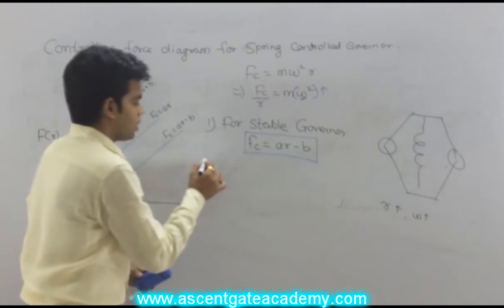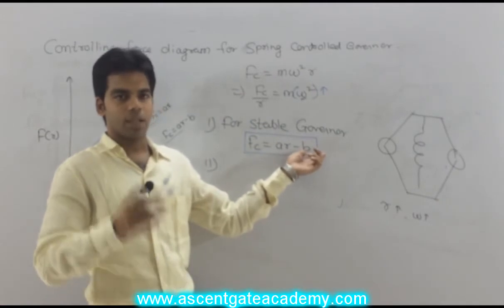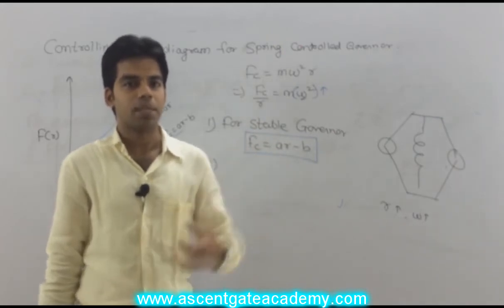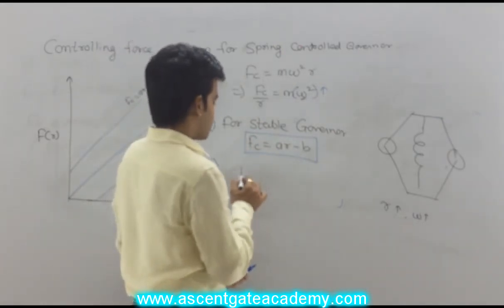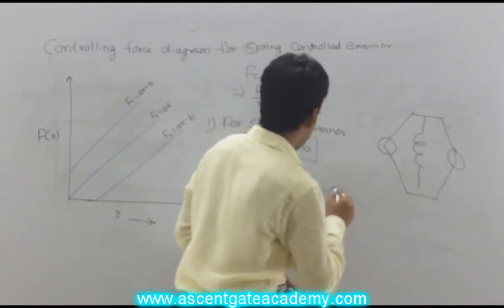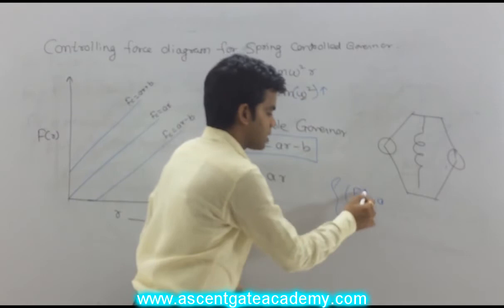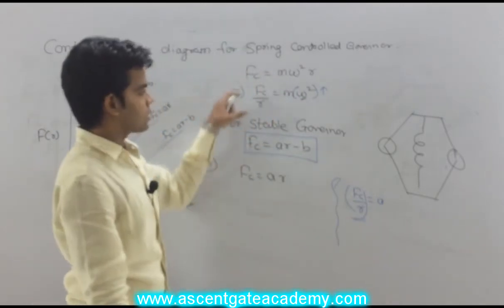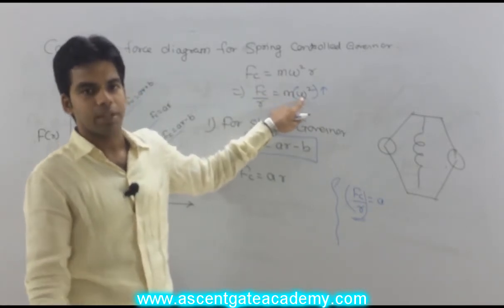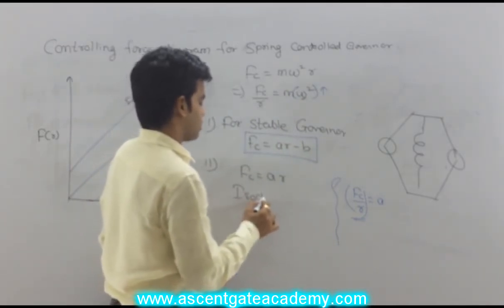Getting this? Now, what if I am increasing the value of this B? This B is right now negative. If I increase the value of B, and at a certain point I make the value of B as 0, then Fc is equal to A into R. Let us analyze this equation. If Fc is equal to A into R, or you can say Fc by R is equal to A, this means Fc by R is a constant. That means omega is a constant irrespective of the radius. This means that this is the condition for an isochronous governor.